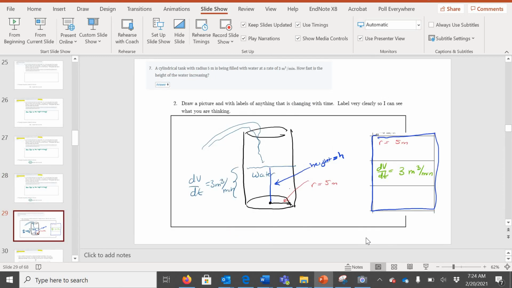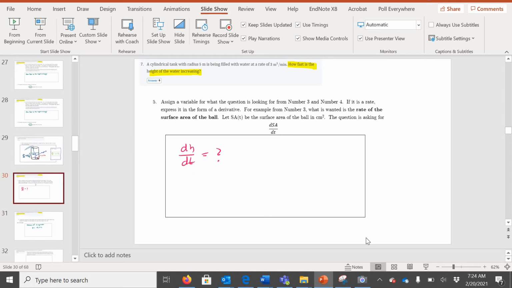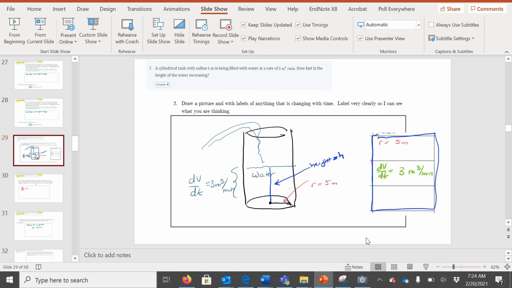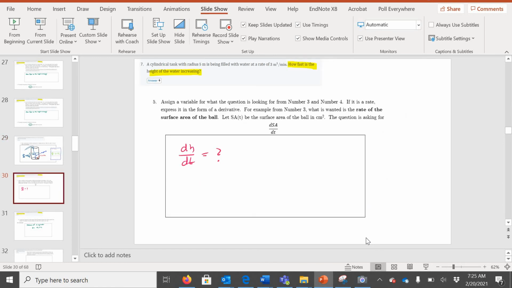I just want to go back to my picture. The height that they're talking about is the height of the water. And I'm looking for dH dt. And that's my variable. It's easier for me to deface my picture a little bit more and then think about the two things at once, that I'm looking for dH dt.